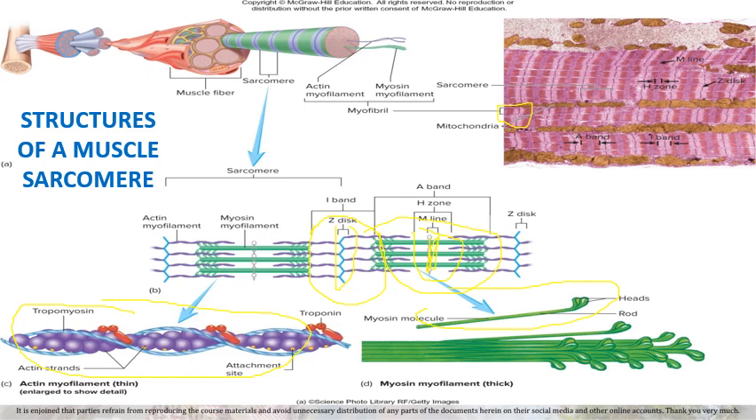So another component is your troponin. It is a complex of three regulatory proteins that are integral to muscular contraction in skeletal and cardiac muscle, but not in smooth muscle. And your tropomyosin is a two-stranded alpha helical coiled coil protein found in the cell cytoskeleton.